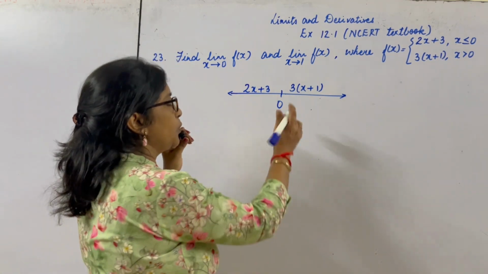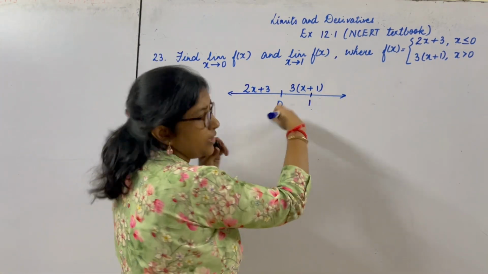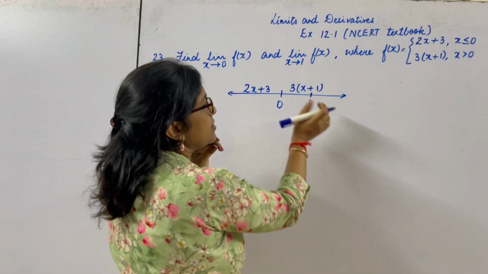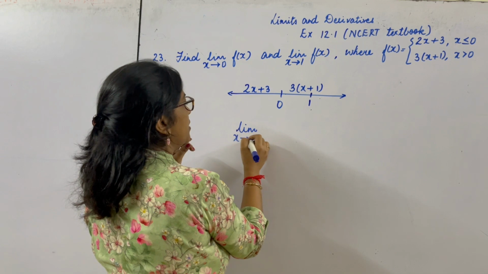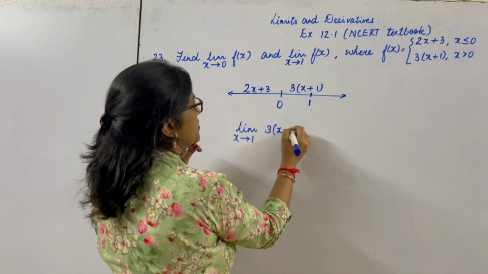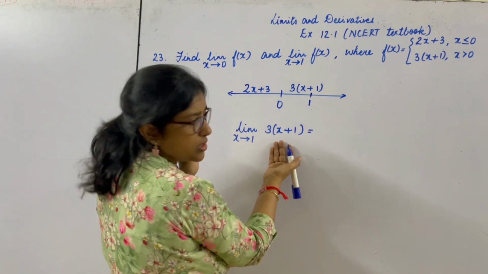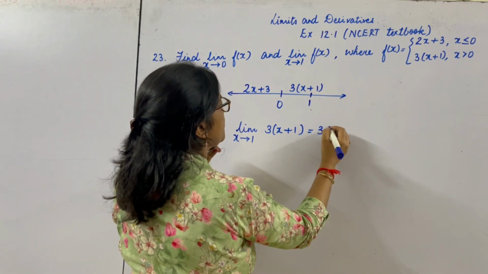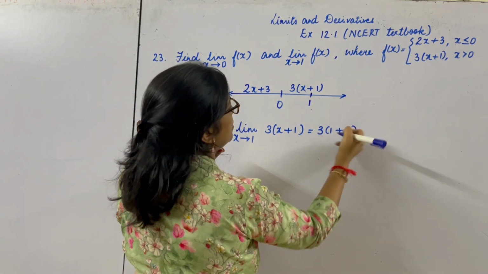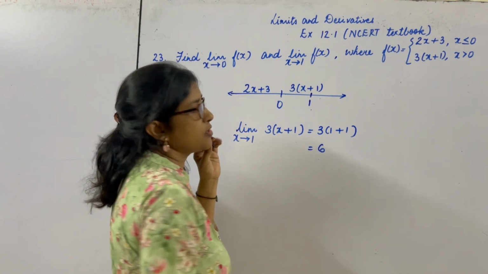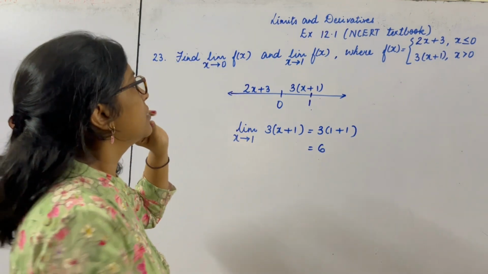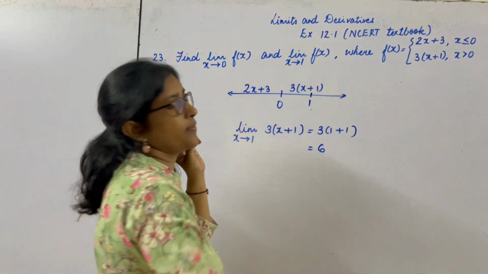To find the limit at 1, if you see, on the left hand side of 1 as well as on the right hand side of 1, the function is the same. So you can directly find the limit x tends to 1 of 3 into x plus 1, which is, because the denominator is non-zero, simply substitute the value x as 1 and you have 3 into 2, which is 6. So the limiting value for the function at 1 is 6.